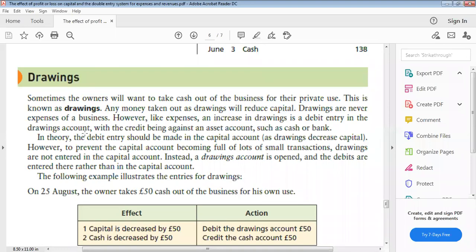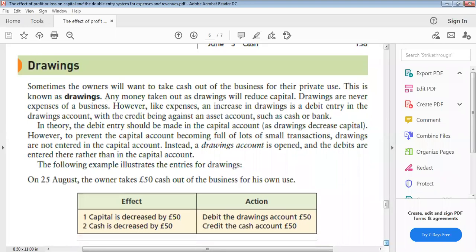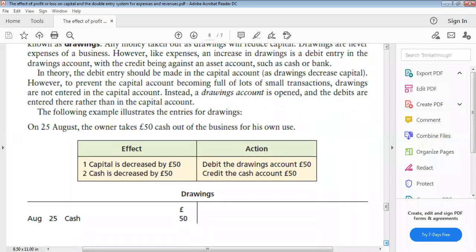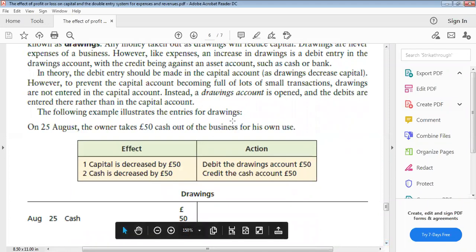In theory, the debit entry should be made in the capital account, as drawings decrease capital. However, to prevent the capital account from being full of lots of small transactions, drawings are not entered in the capital account. Instead, a drawings account is opened and the debits are entered there rather than in the capital account. The following example illustrates the entries for drawings.